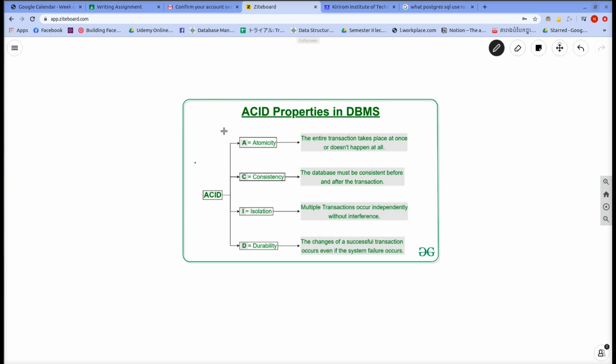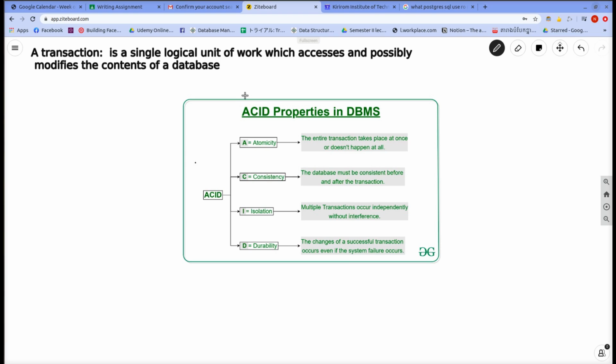Today I'm gonna show you the ACID properties of a transaction. Before we get started with the ACID properties of a transaction, we must know what a transaction is. A transaction is a combination of operations that we use to perform on the database, and those operations are like write and read, and we use them to access, modify, and also update the data in our database.